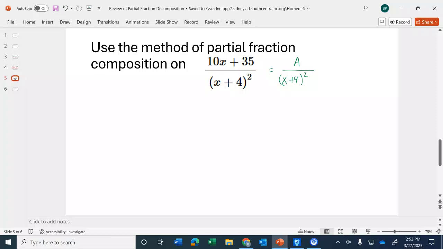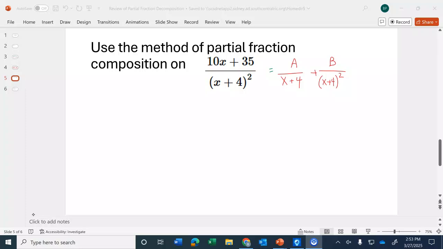And those two components look like this. Our first fraction in the decomposition will be an x plus 4 linear term, just like the last example. But there's going to be another term. That other term is going to be this quantity squared. We're going to cover why that is in our next lesson.